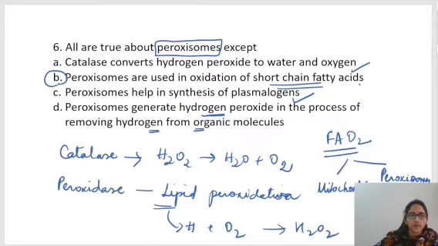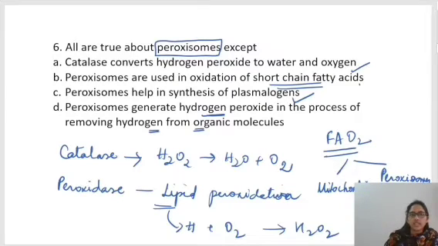And next, all are true about peroxisomes except. Let's read the options first. Catalase converts hydrogen peroxide to water and oxygen. Peroxisomes are used in oxidation of short-chain fatty acids. Peroxisomes help in synthesis of plasmalogens. Peroxisomes generate hydrogen peroxide in the process of removing hydrogen from organic molecules.